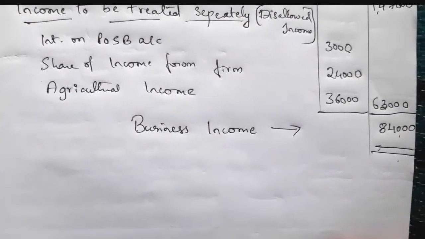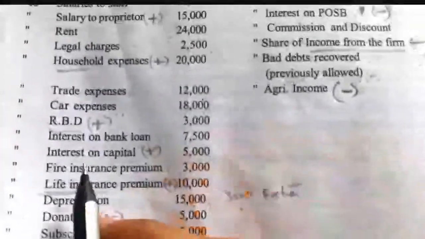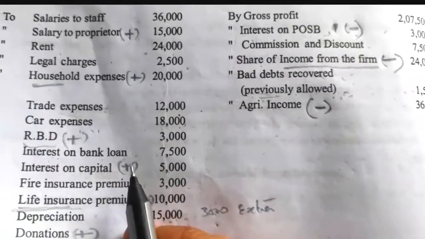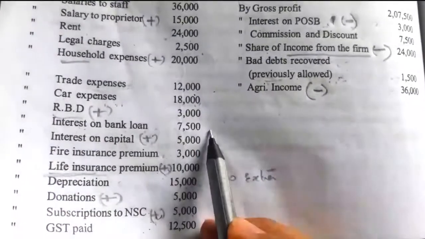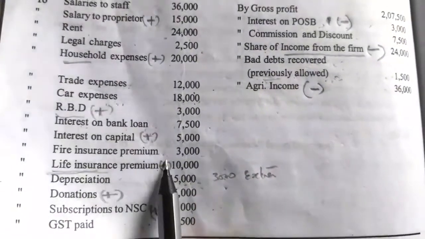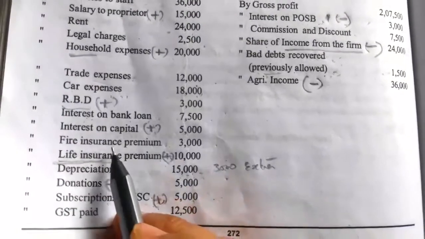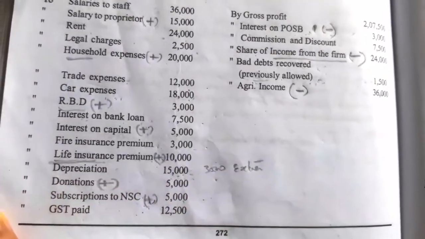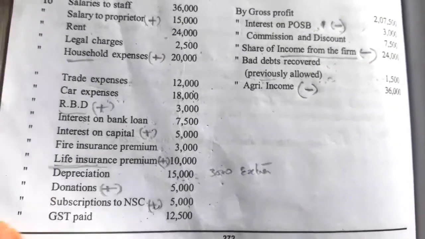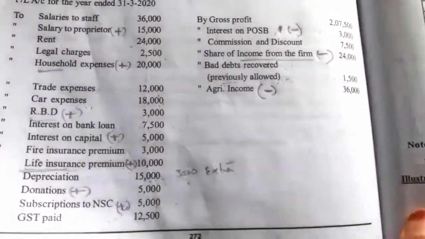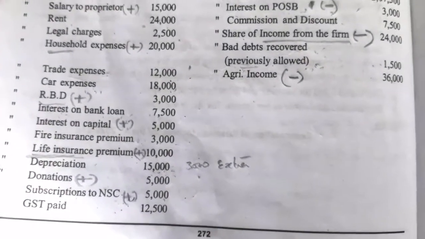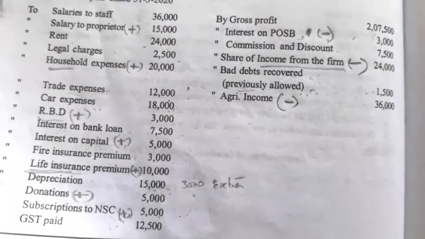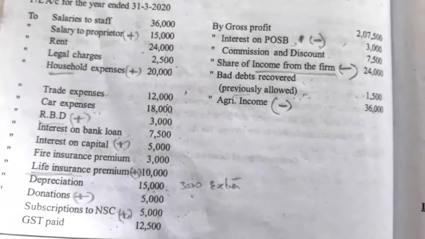If you want to write a note for your assumptions, you can write a note like: it is assumed that the bank loan is taken for business purpose, so interest on bank loan is allowed. Then fire insurance premium: it is assumed that the fire insurance policy is taken for office premises, so the fire insurance premium paid is allowed. So only two assumptions. If you want, you can write a note for your understanding purpose, no compulsion to write.